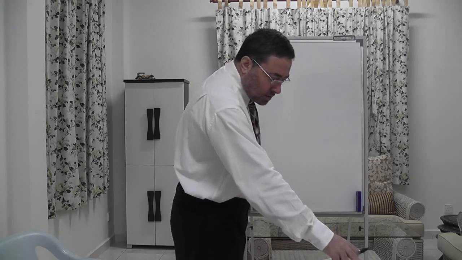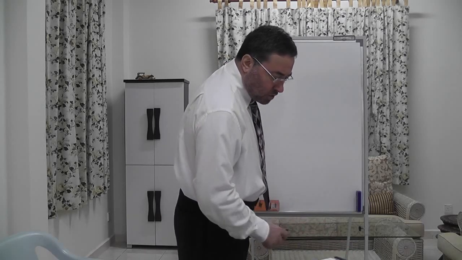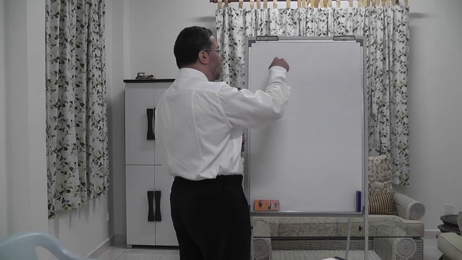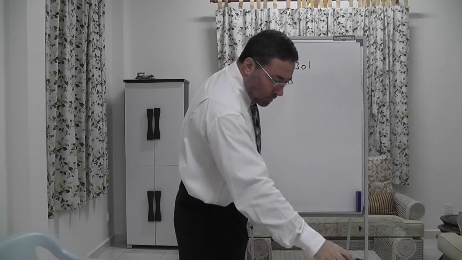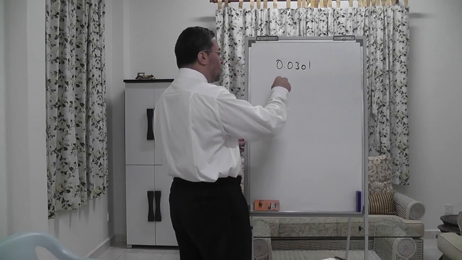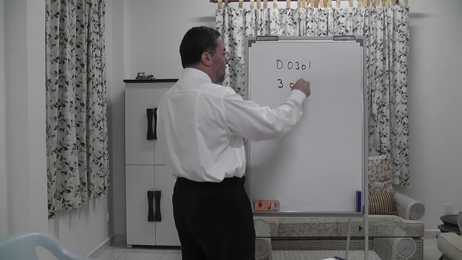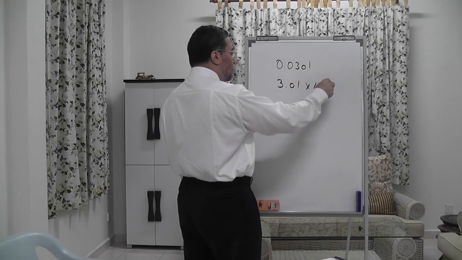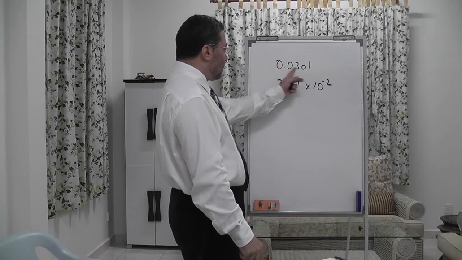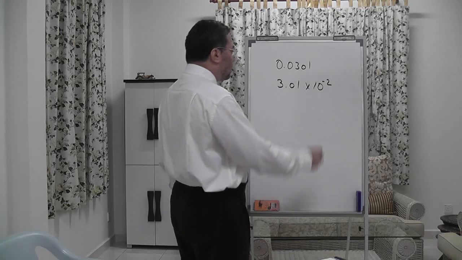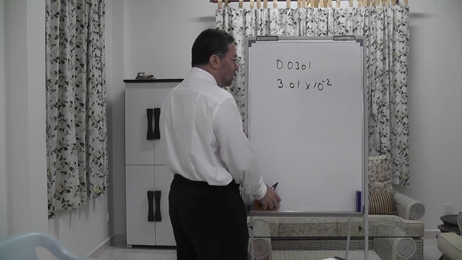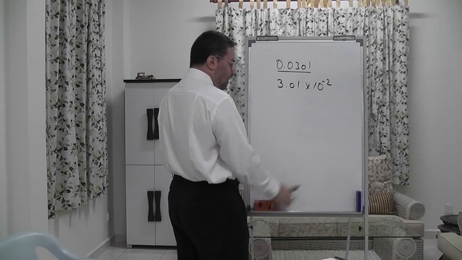We start with the written exercises on page 216. We start with number 2. Express each number or measure in scientific notation. Number 2, 0.0301. In scientific notation, this will be 3.01 times 10 to the minus 2. We multiplied it by 100 to get the decimal from this place to this place, and so we have to divide it by 100 to get back our number.